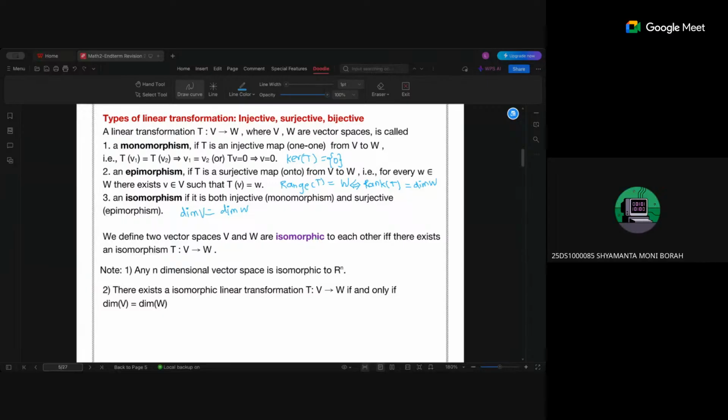Ma'am, rank of the transformation, as you mean, is the rank of the image, right? Basically. See, you can say rank of the corresponding matrix, or you can say dimension of the range space. Okay, fine.